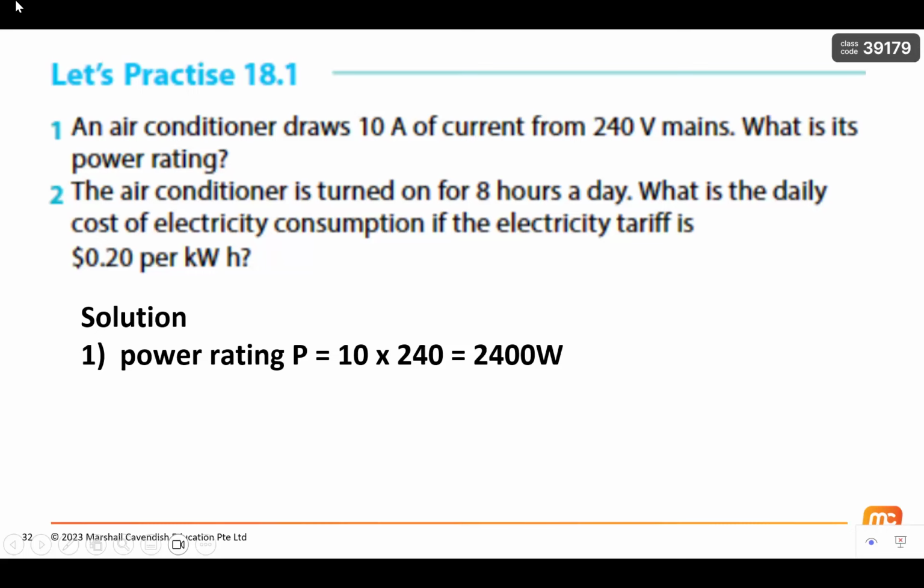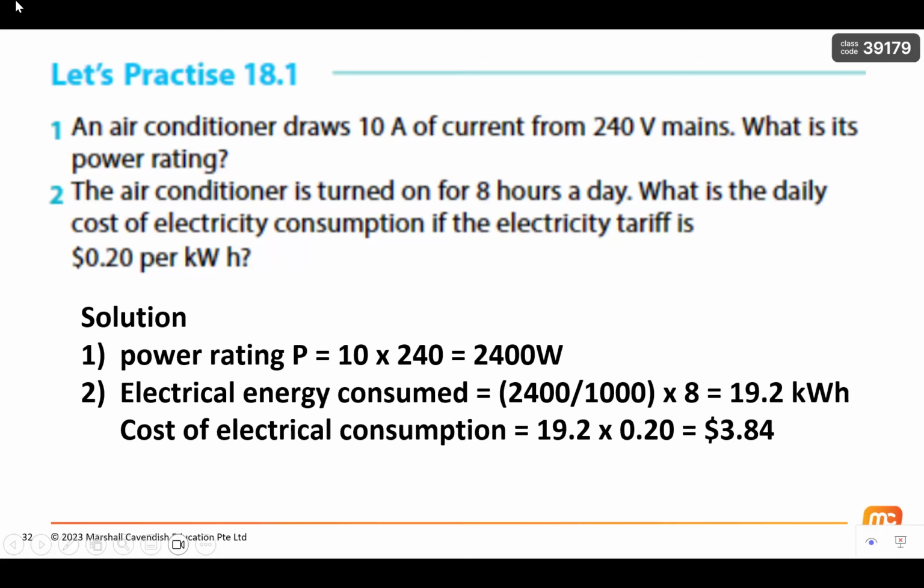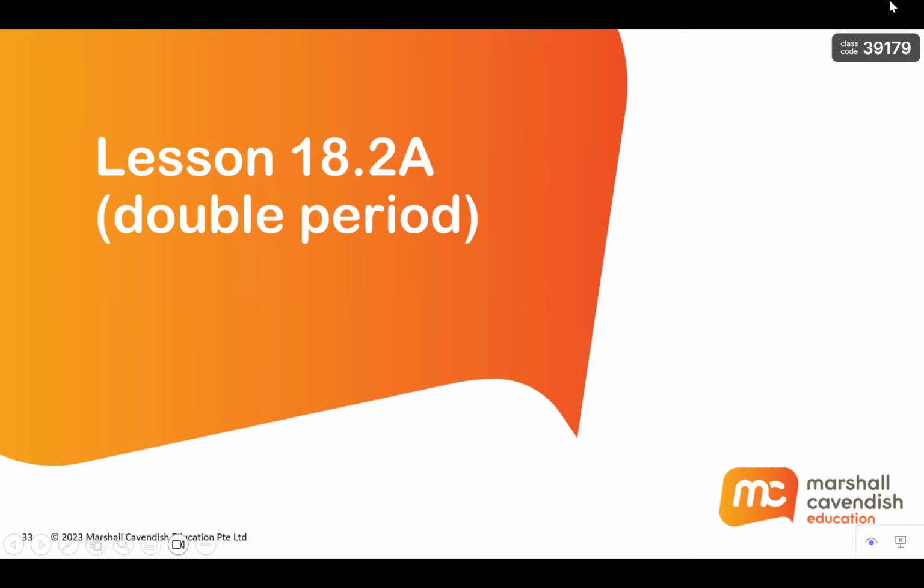First step, I need to find the energy used by this aircon in a day. Energy is power times time. So I have the power is 2.4 kilowatts times 8 hours. I get 19.2 kilowatt hours in a day. And then, since electricity is sold at 20 cents per kilowatt hour, I times 19.2 by 20 cents, I get $3.84 a day in using the aircon for 8 hours. Okay, so we have finished the first part about calculations.